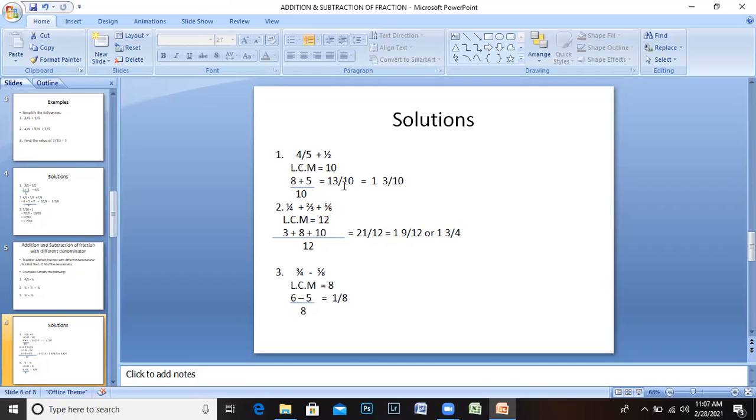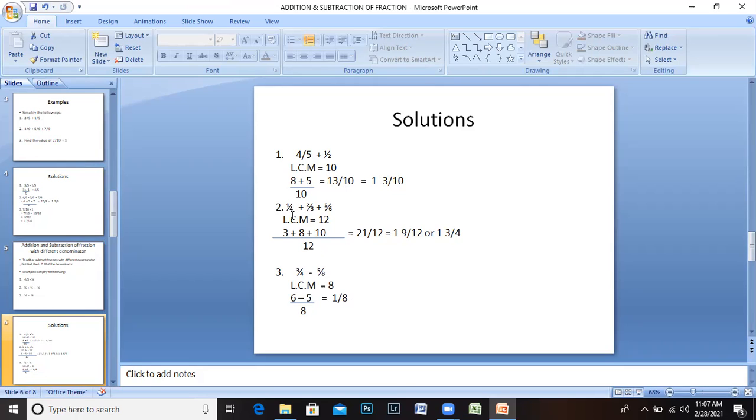Now, this is an improper fraction also. We can't leave our answer like that. You turn it to a mixed fraction. How many times does 10 go in 13? That's 1, remainder 3 over 10. So our answer there is 1 whole number 3 over 10, for example 1.